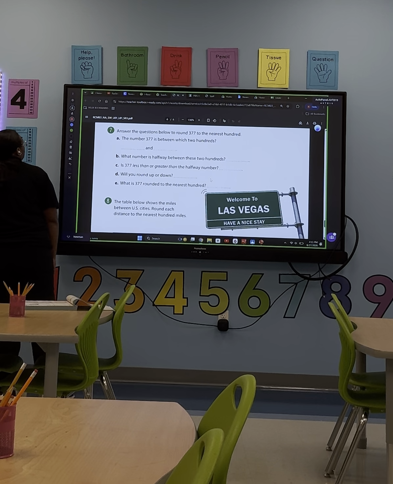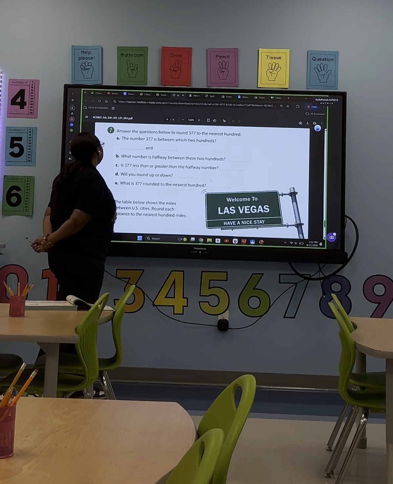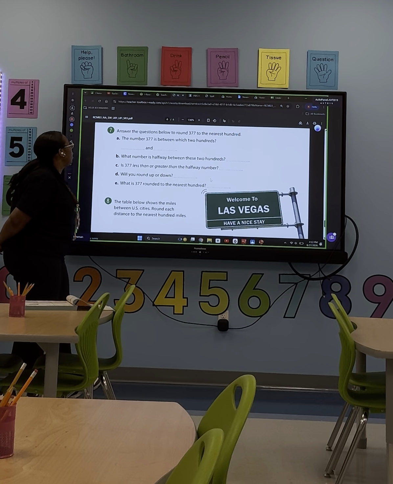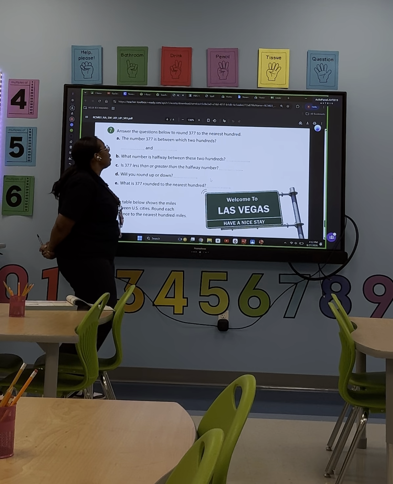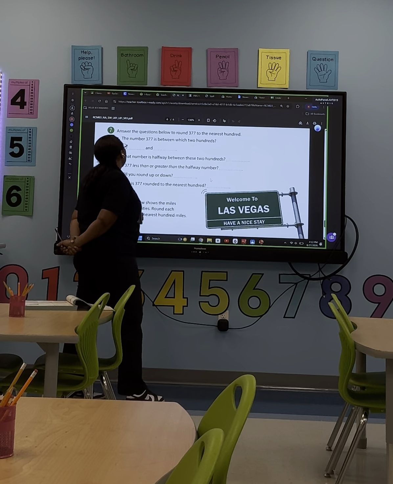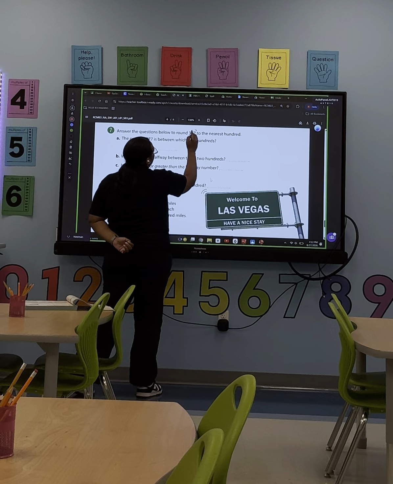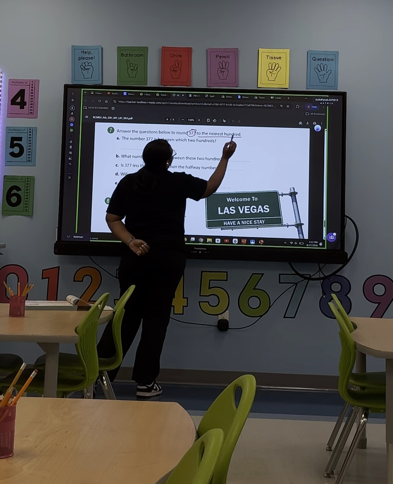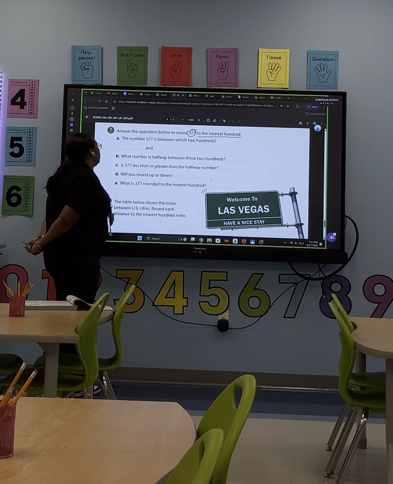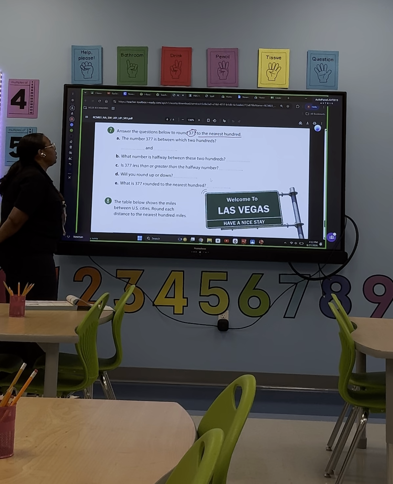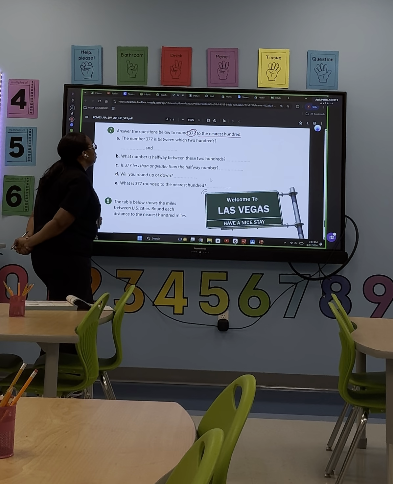Okay, so this is number 7. Number 7 says, answer the questions below to round 377 to the nearest 100. Okay, so we're rounding 377 to the nearest 100. A says, the number 377 is between which two hundreds?